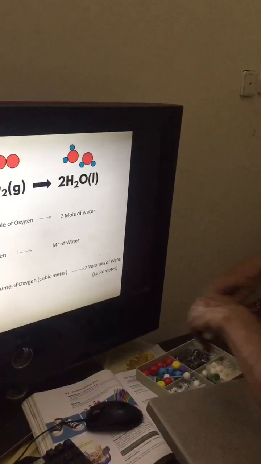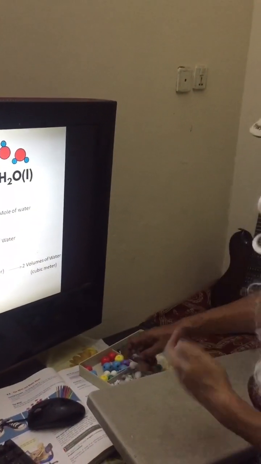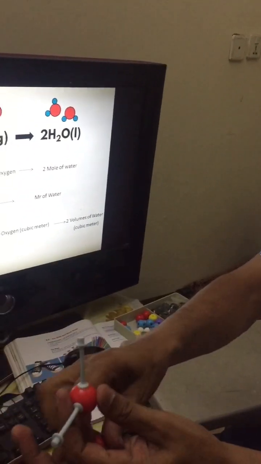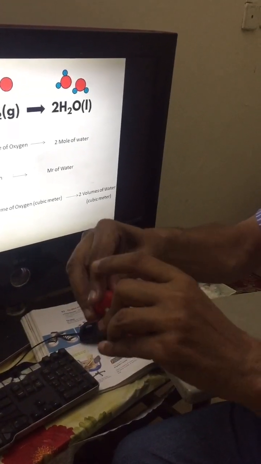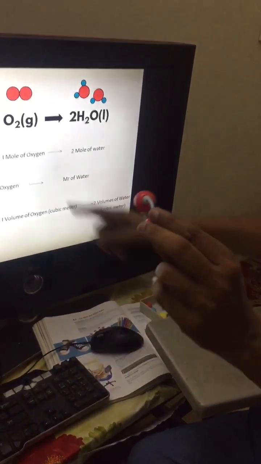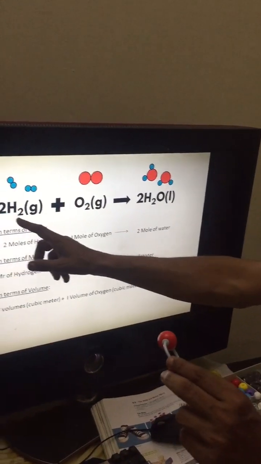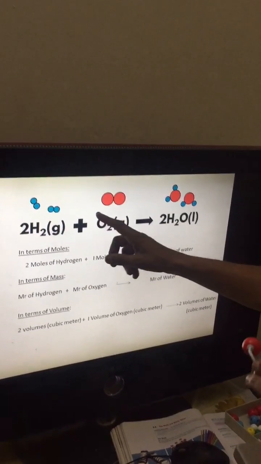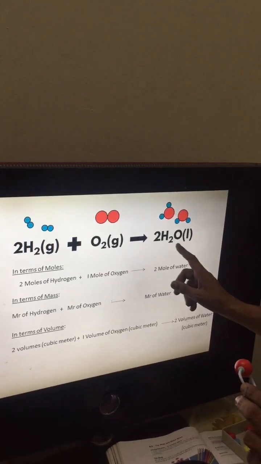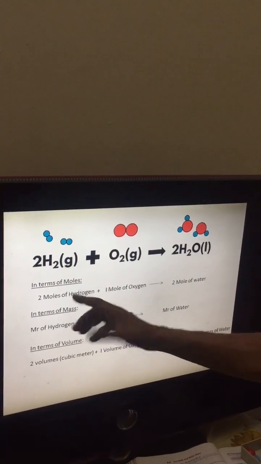Let me make one molecule of oxygen. Oxygen and another oxygen, as I told you already, will have a double bond because there are two holes. So we will have a double bond here, and this is one molecule. It is not written, but it is understood that it is one molecule. Two molecules of hydrogen gas and one molecule of oxygen give two molecules of water.